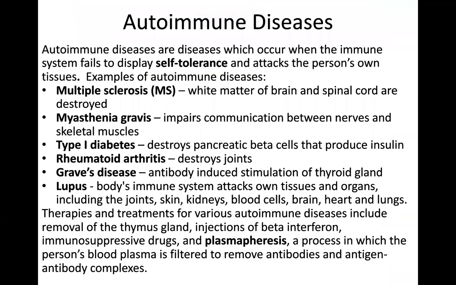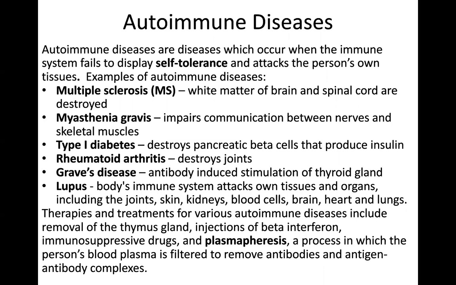Let's talk a little about some bad parts of our immune system, and some unfortunate conditions we call autoimmune diseases, which are diseases that occur when our immune system fails to display what we call self-tolerance. And so those natural antigens that we have become targeted by our own immune system, and therefore can lead to severe consequences.